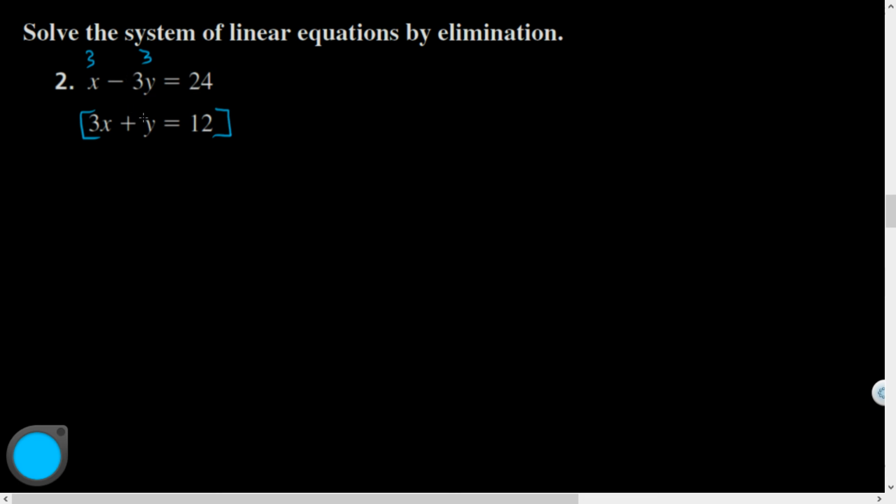So, I'm going to aim for opposite y's. What could I multiply 1y by to get a +3y? I've got to multiply by 3. So my step 1 is I'm multiplying the entire equation 2 by 3. So 3 times 3x is 9x. 3 times 1y is +3y. Equals 3 times 12 is 36. All right, and now I've got those opposite coefficients.